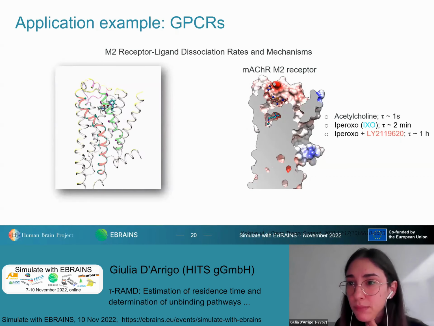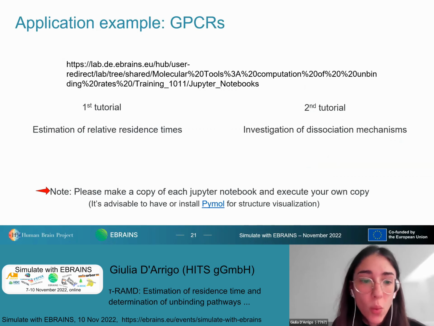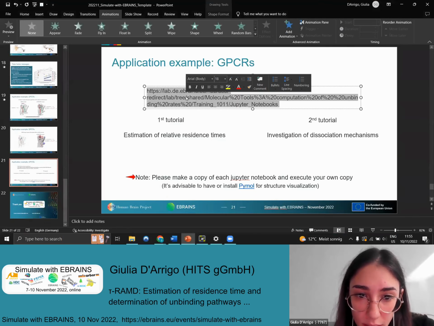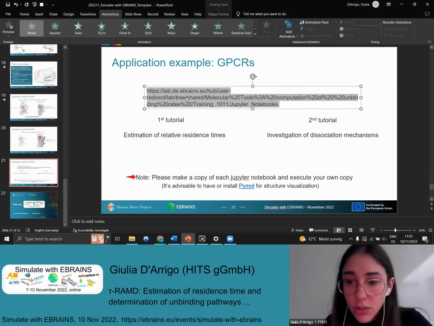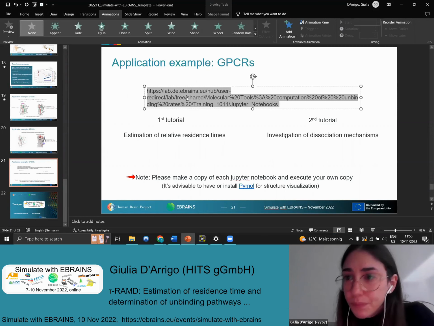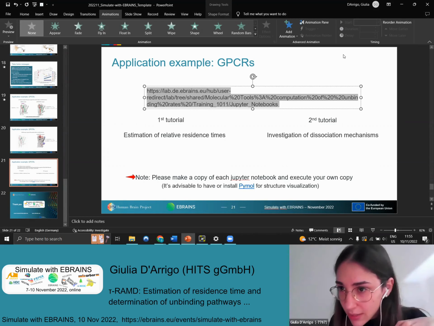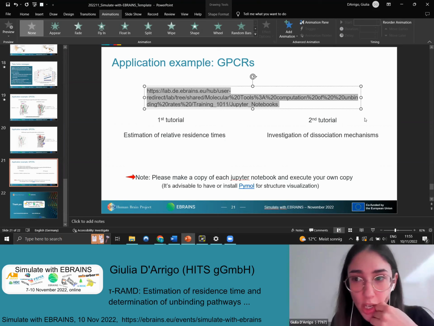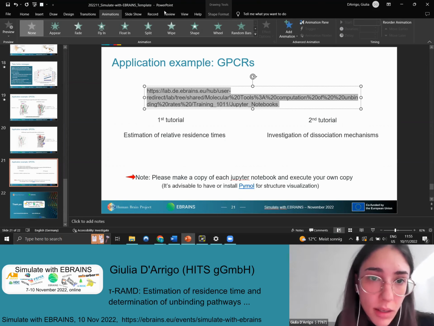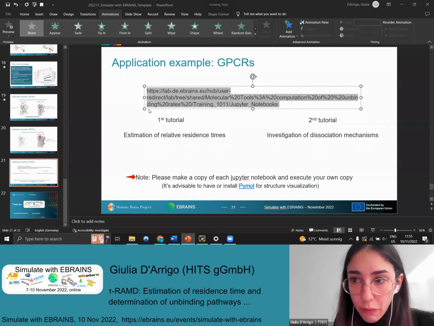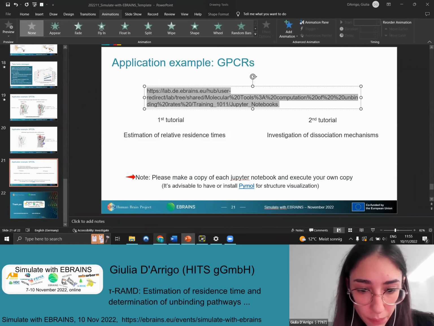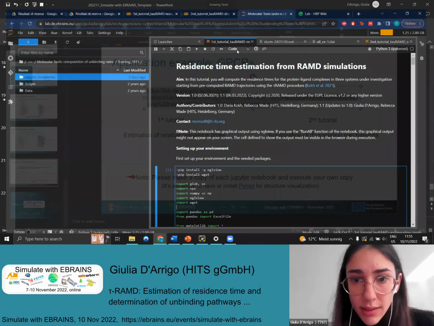Now, if we want to start the practical session, I will copy this link in the chat. It's advisable to have PyMOL installed for structure visualization, which you will have in the Jupyter notebook. Otherwise, I can, of course, share my screen and show you the output results if needed. So let me paste this link in the chat, and please let me know if you are able to see something. You should see something like this.